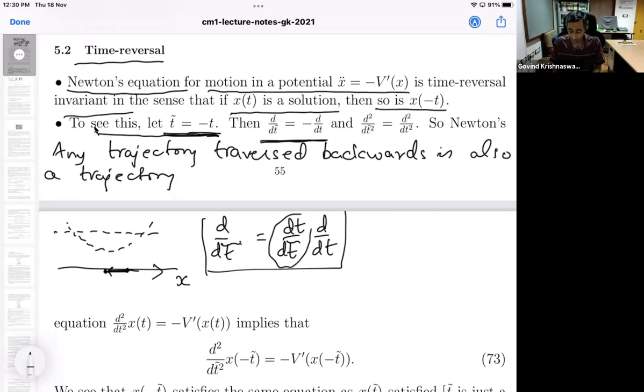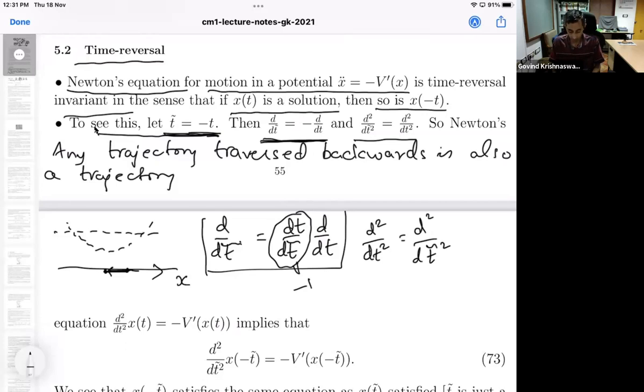dt by d t tilde is minus 1. Okay, and therefore we have this result. Similarly, we can compute the second derivative. In that case, you will get two minus signs, and therefore the two are equal. So d squared by dt squared is equal to d squared by dt tilde squared. They are the same.